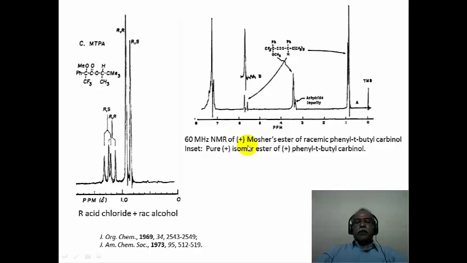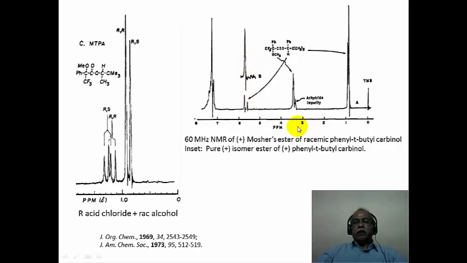Now this is a 60 MHz NMR spectrum of the plus isomer of the Mosher's ester of racemic phenyl tertiary butyl carbinol. In other words, this is the compound essentially, and the difference is that you have a methyl group here, whereas this is a phenyl group here. That is the difference. So the pure plus isomer of the ester and the pure plus isomer of the alcohol is shown in the inset here.